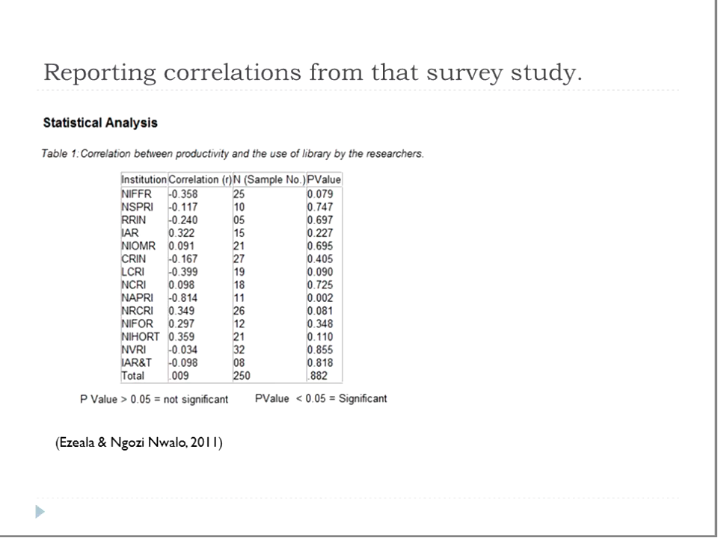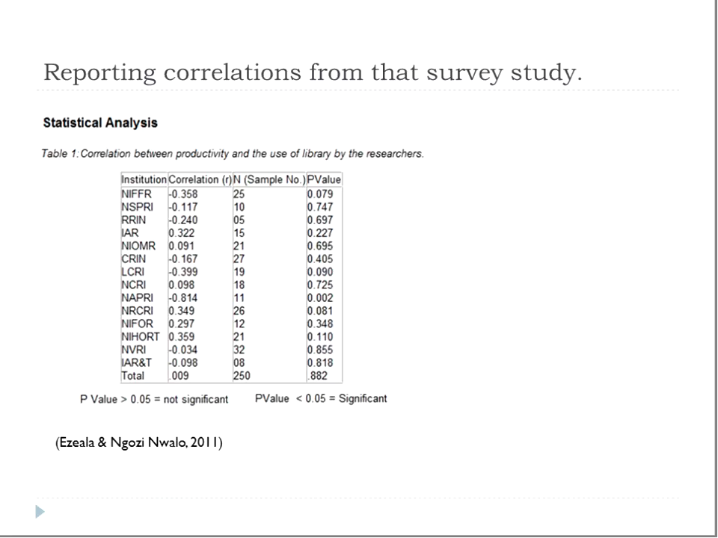Now, one of the things that they did for their reporting and for their data management and analysis was to look at correlations from that survey study. And here's how they reported their correlations between productivity and the use of the library by the researchers. Now, have a look at that table. And as I said, you need to hearken back to the lecture on data management where we talked about reporting correlations from a study. And you might be looking at this and saying, what? That does not look like the correlation matrix that we saw in the previous lecture.